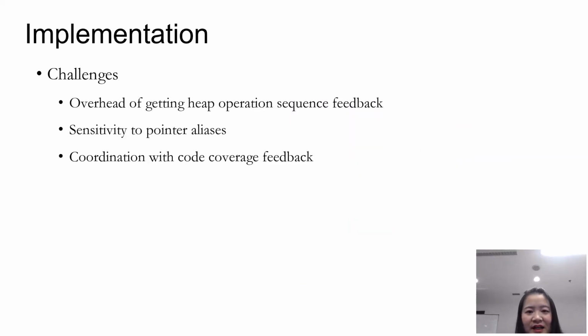So, to accomplish such a solution, here come three research questions for us to address. How to deal with the overhead of getting heap operation sequence feedback? How to be sensitive to pointer alias? How to coordinate with code coverage feedback?